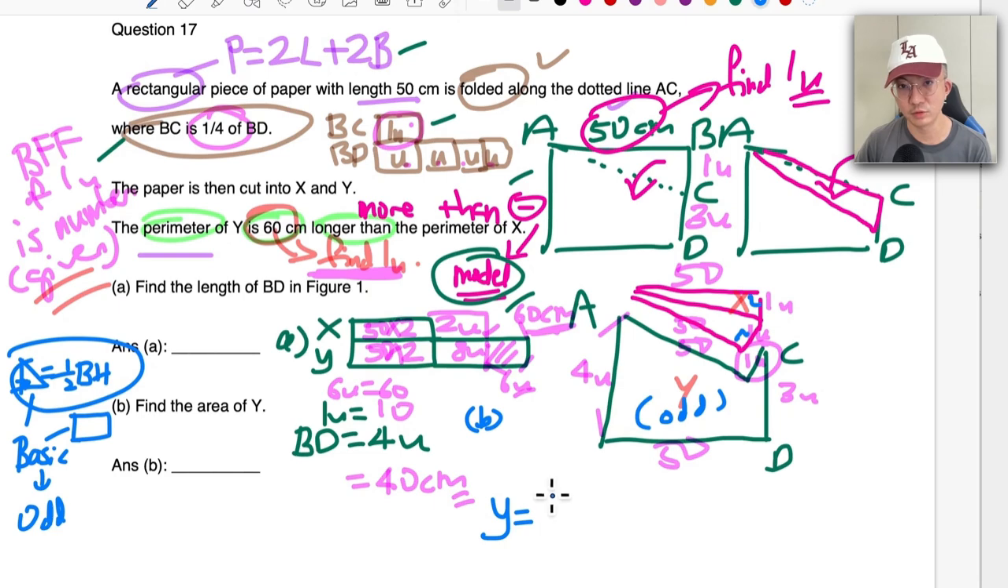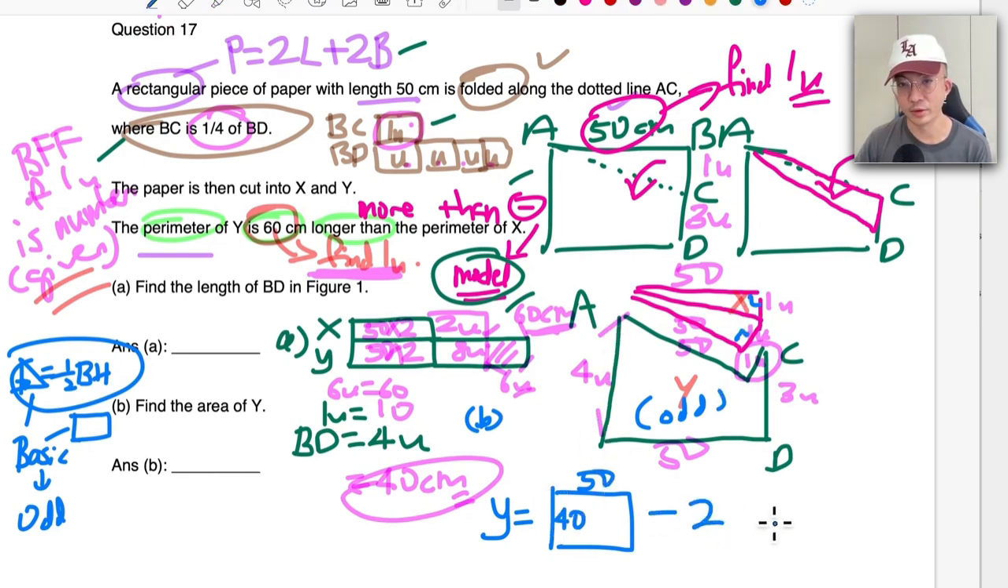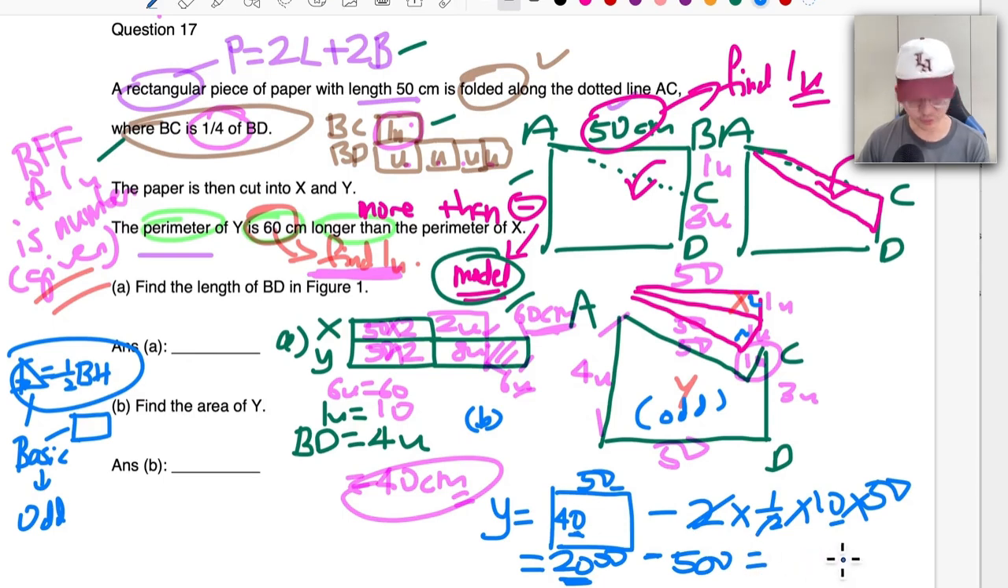So to find Y, you need to find the big rectangle, which is 50. And again, the answer for A can be used for B. So the whole of 4U is 40, minus 2 triangles. 2 triangles will be half times 1U, 1U is 10, times the height which is 50. So cancel, that's 500. So you have 2000, 5 times 4 is 20, add the zeros. It will be 2000 minus 500, so it's 1500 cm squared.